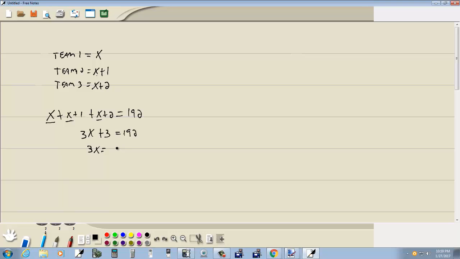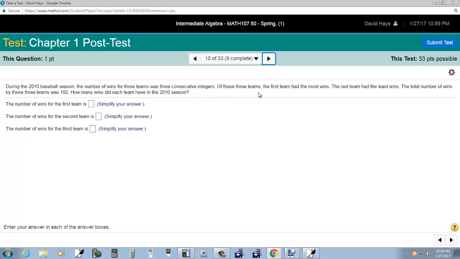Take 3 to the right side, and you get 3x is equal to 189. Divide both sides by 3, and we get x is equal to 63. So this would be 63, 64, 65. But they're putting additional conditions on this.